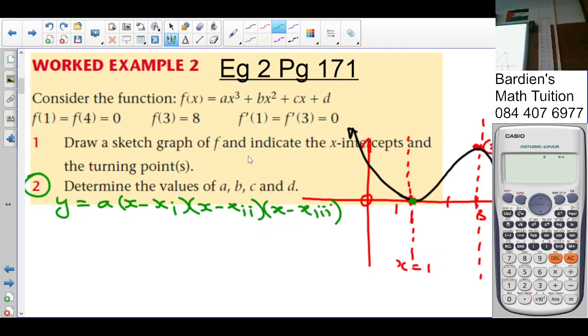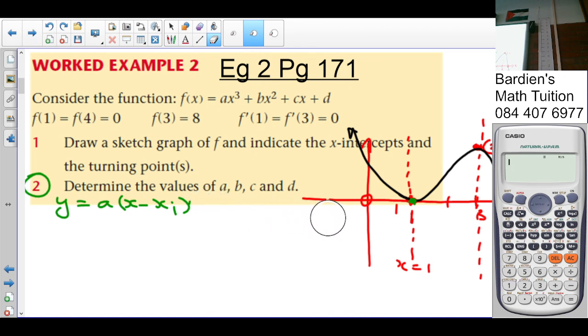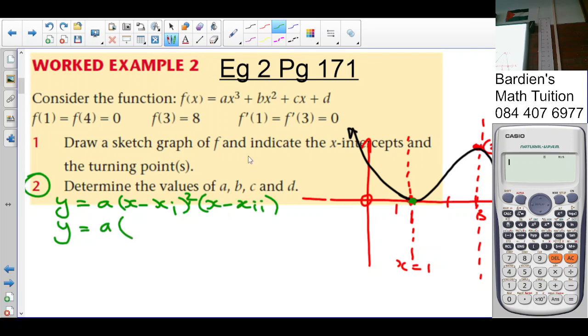And how do we do that? We say x minus x1 squared into x minus x2. Okay? So this is the substitution. What we have? Y is equal to a into x minus 1 squared into x minus 4.